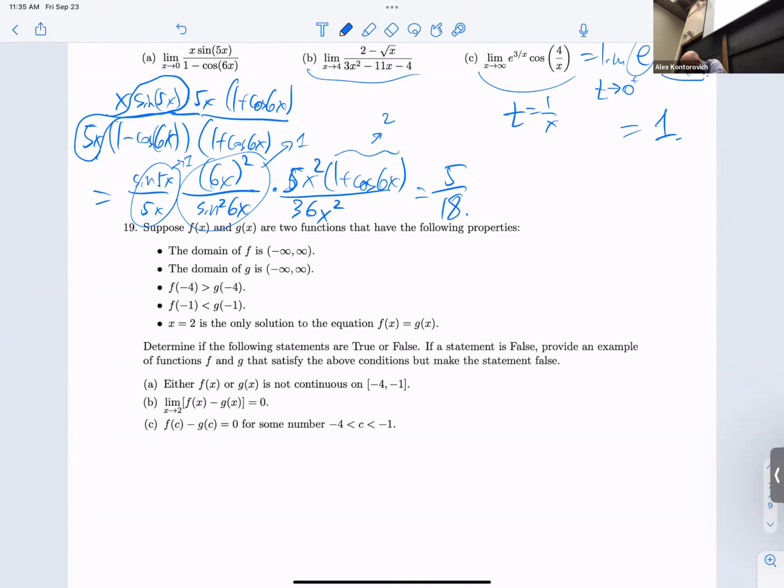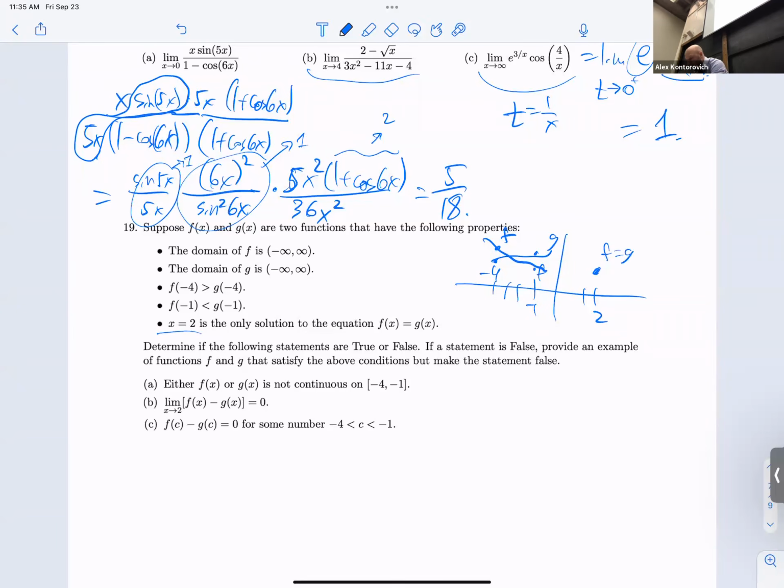Suppose we have functions f and g with these properties. The domain is everything. The range is everything. F of -4, whatever the value of f is, it's larger than the value of g. But at -1, whatever the value of f is, has now gone below the value of g. So that's f, that's g. X equals 2 is the only solution where f is equal to g.